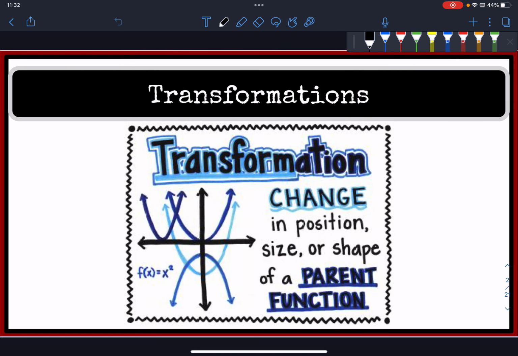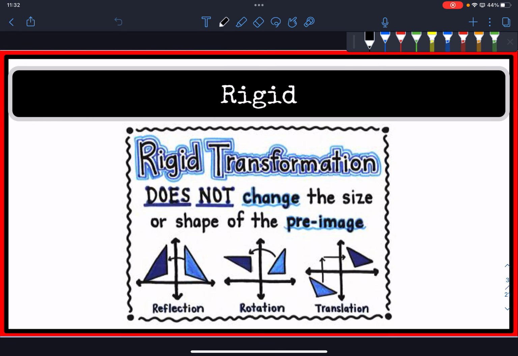Now, a transformation is any change in position, size, or shape of a parent function. And a rigid transformation is a transformation that doesn't change the size or the shape of our pre-image. Like, for example, reflecting it, rotating it, and what we're going to discuss today, translating it. A translation is an example of a rigid transformation where all we're doing is simply sliding this object up, down, left, or right.